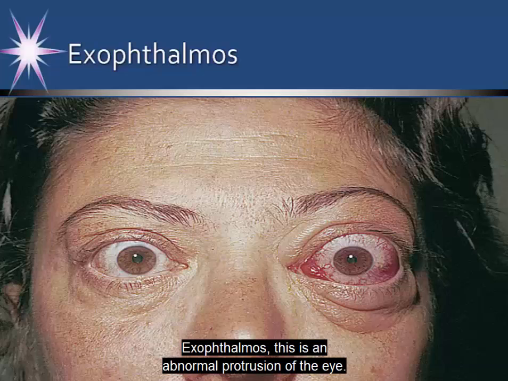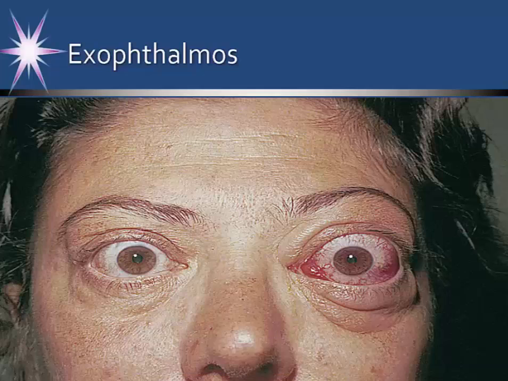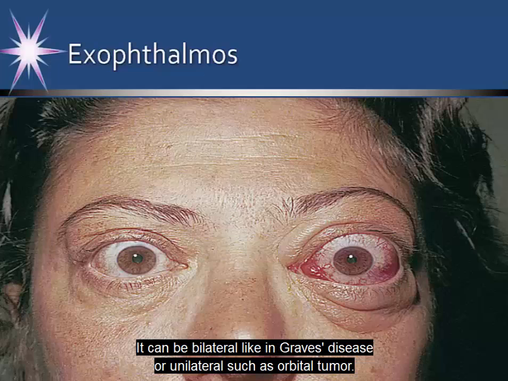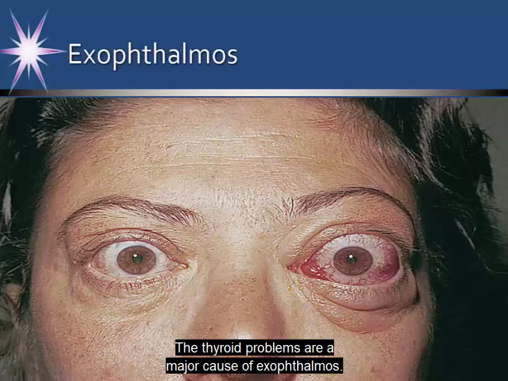Exophthalmos. This is an abnormal protrusion of the eye. It can be bilateral, like in Graves' disease, or unilateral, such as with an orbital tumor. Thyroid problems are a major cause of exophthalmos.